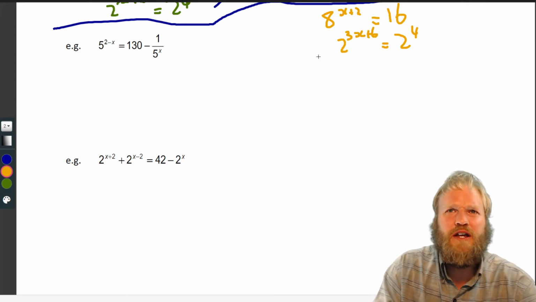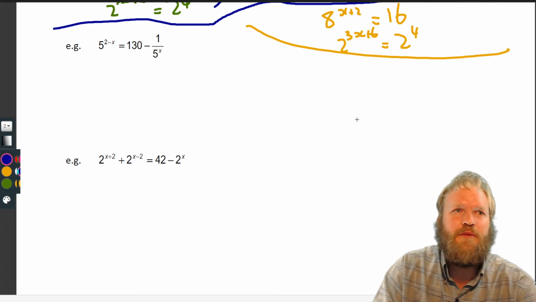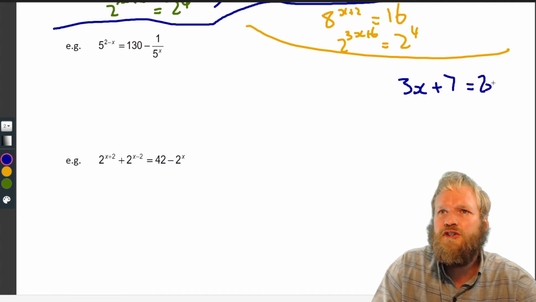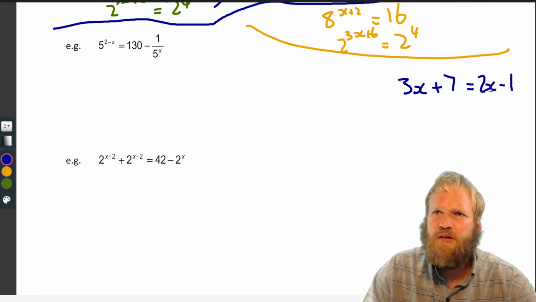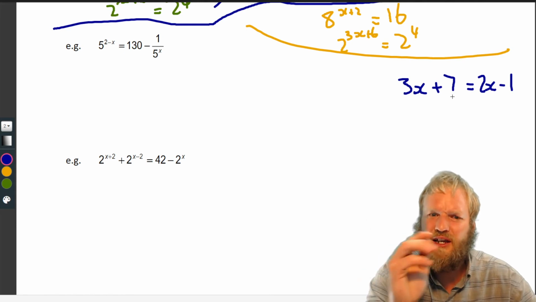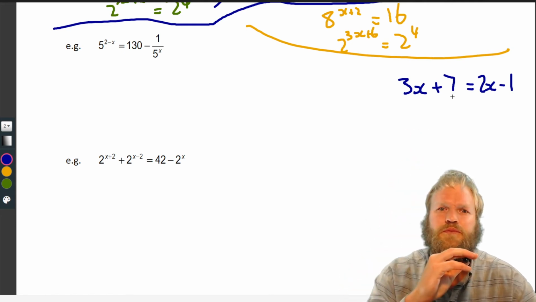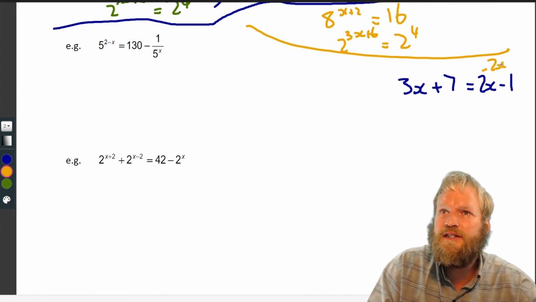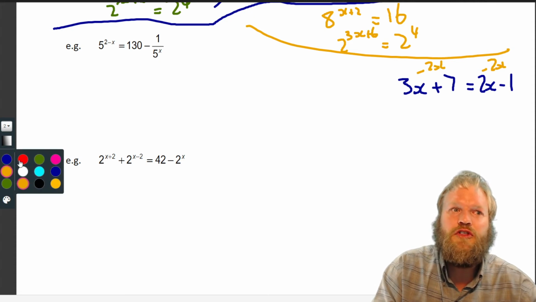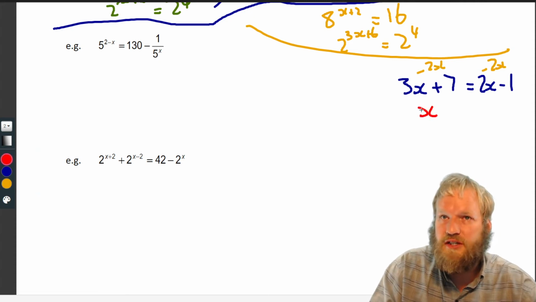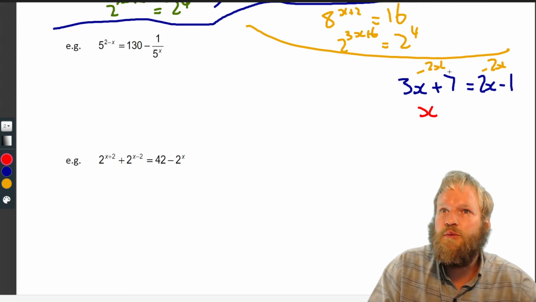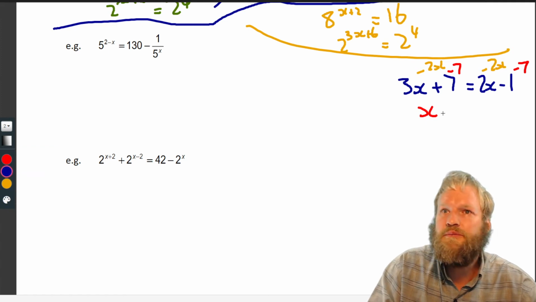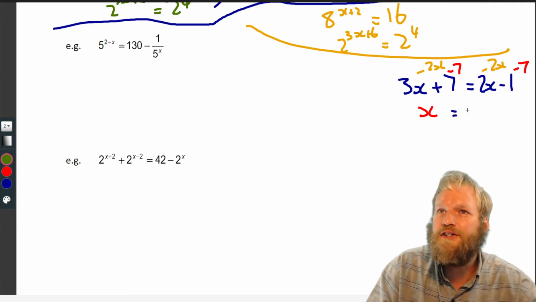Okay, so when we have an equation, let's go for a baby equation as an example, like 3x plus 7 equals 2x minus 1. What was your strategy to solve a linear equation like this one? Well, I guess my strategy would be to subtract 2x on each side so that we've got just x on one side, and then subtract 7 on each side, so we had x equals minus 8.